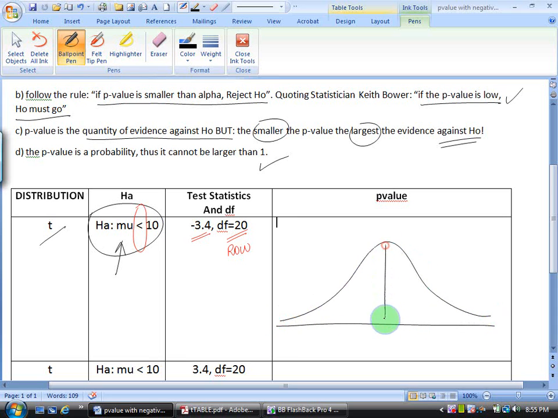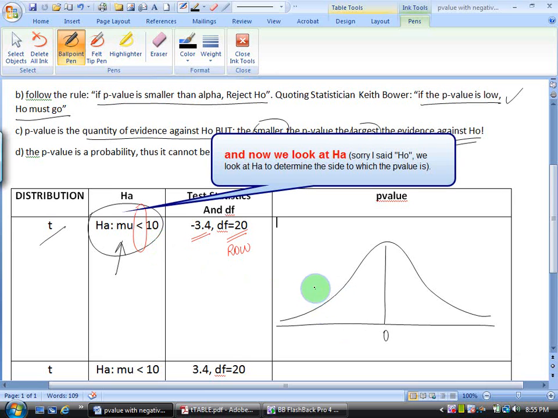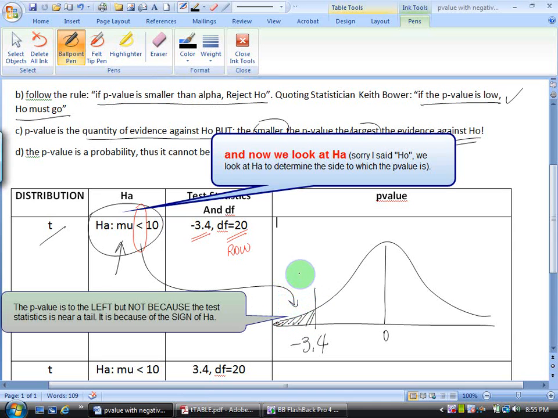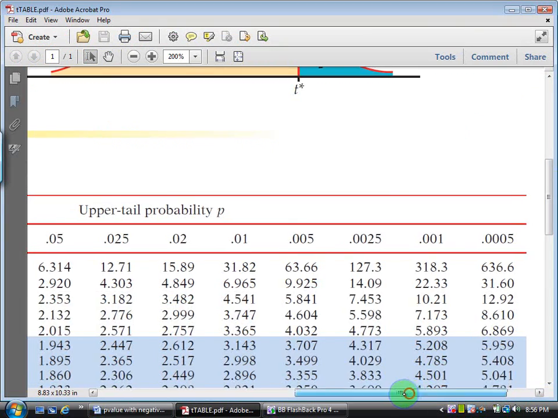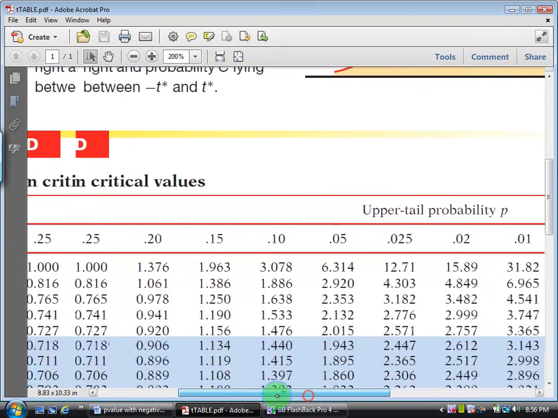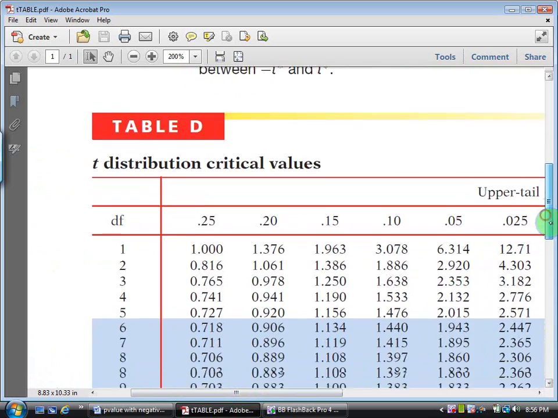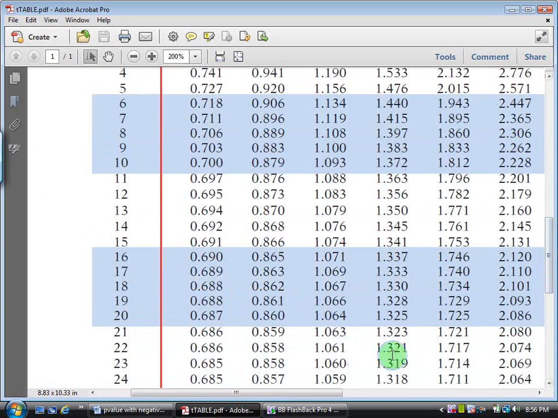Now let's draw a T distribution. Here's the shape of the distribution, center 0, test statistic minus 3.4, and now we look at HA. HA says go to the left, so this area I am shading right now is where the p-value is. The p-value goes from the test statistic that way to minus infinity. Now we go to the t-table. Once we get there, we look around these numbers, and what we're going to see is that they're all positive. So how can I find the negative?